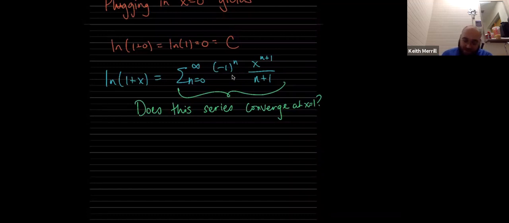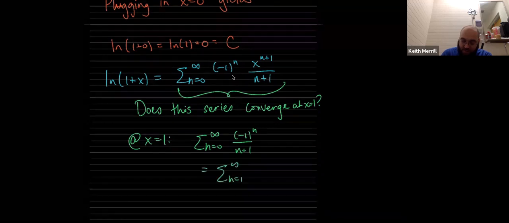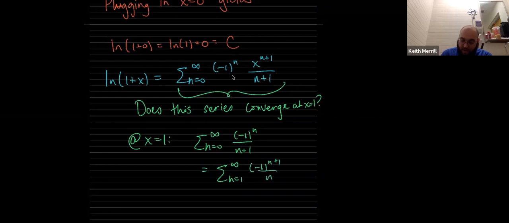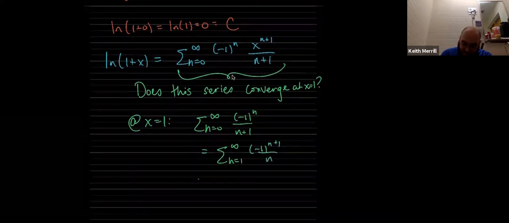So does this converge at x equals 1? Well, at x equals 1, what series do we get? We get (-1)^n over n plus 1, which you could shift the index if you wanted to, say n equals 1. You'd have to shift this up as well, over n, and this does converge by AST.